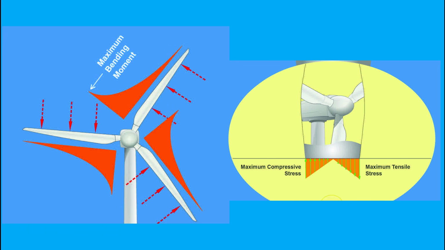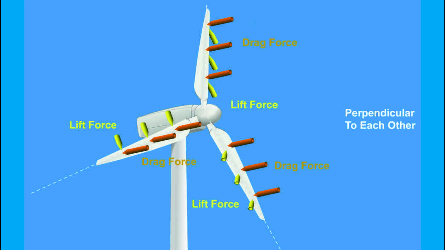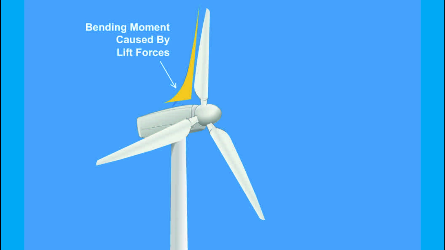Lift forces also have a cantilever beam effect on the blade, causing the maximum stress at the joint between the blade and the hub, which is connected to the main shaft of the wind turbine. The drag forces and the lift forces are perpendicular to each other. So are their cantilever beam effects on the blades.